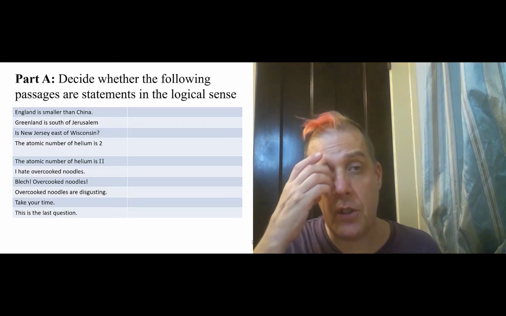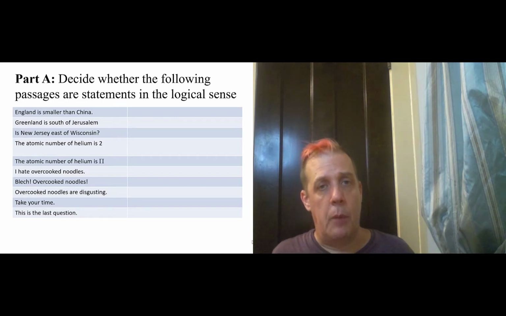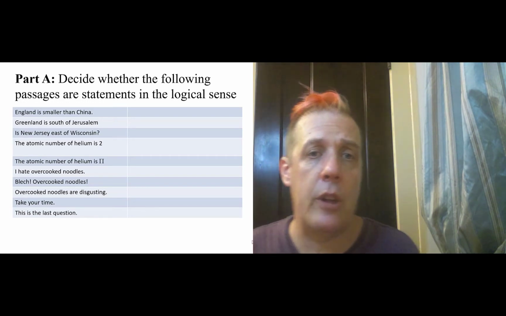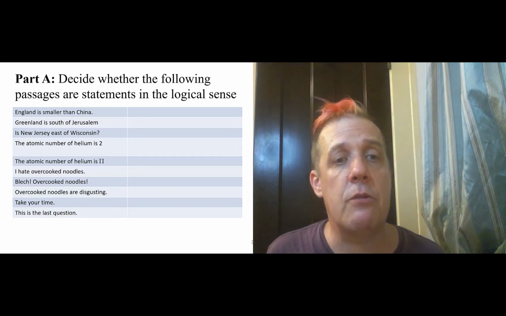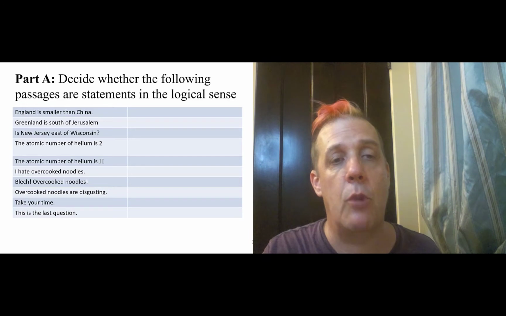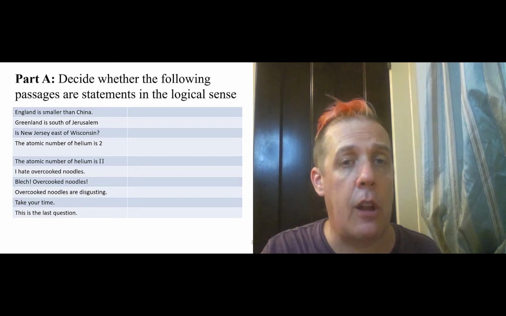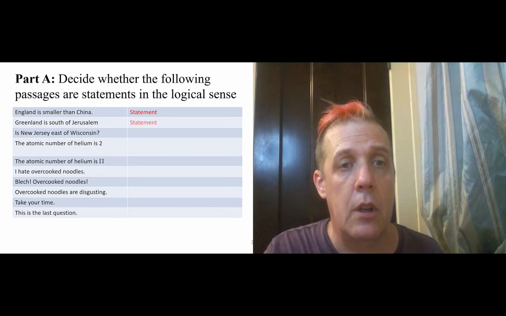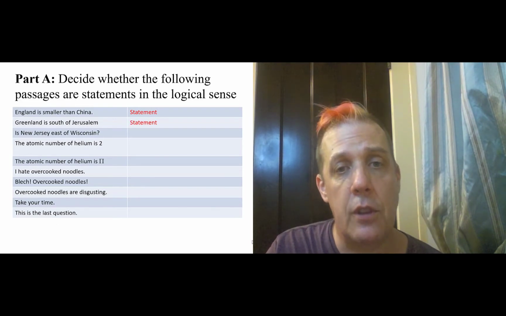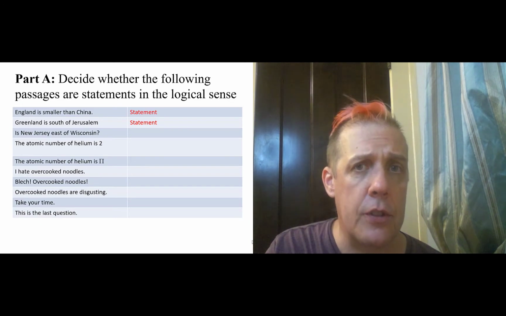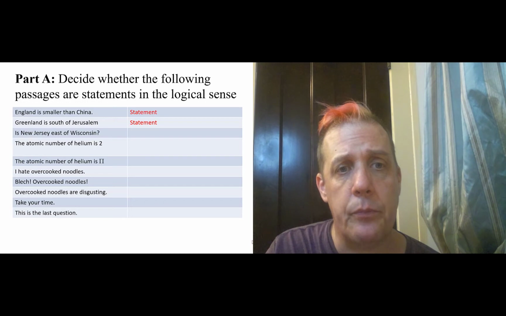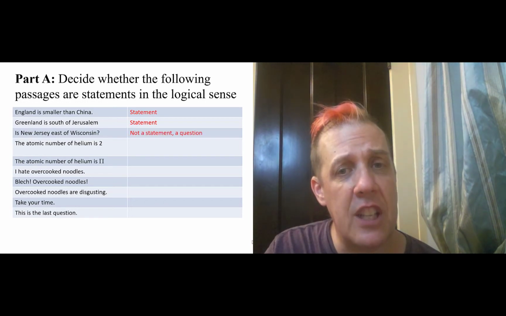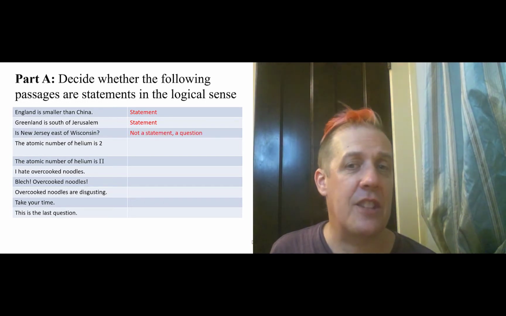So your first exercise was just to identify which of the following things are statements in the logical sense. And some of these are pretty straightforward, but some of them might be a little bit more tricky. England is smaller than China. Yeah, that's a statement. It's just a true statement. Greenland is south of Jerusalem. Well, that's false, but it's still a statement, because a statement can be true or false. Is New Jersey east of Wisconsin? Well, that's not a statement. That's a question.